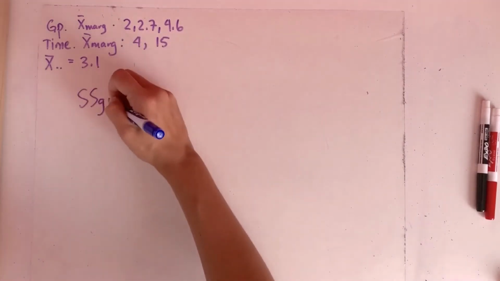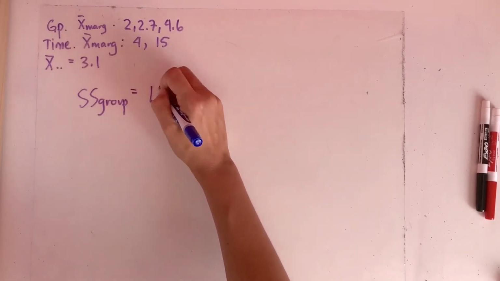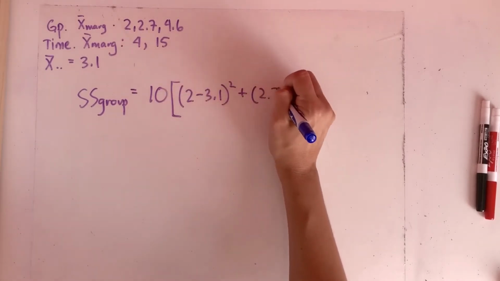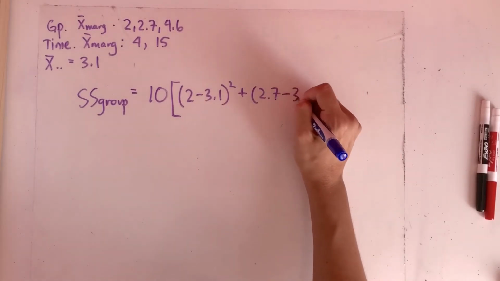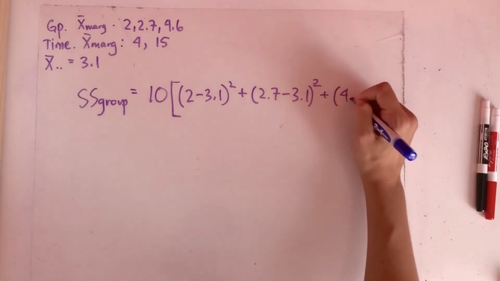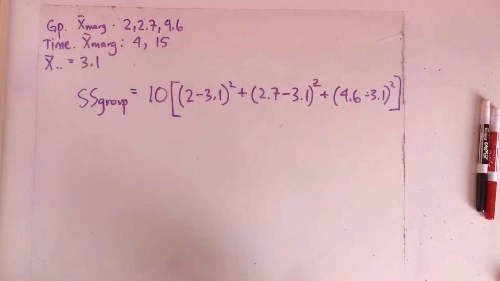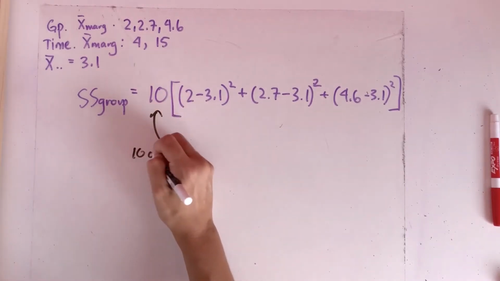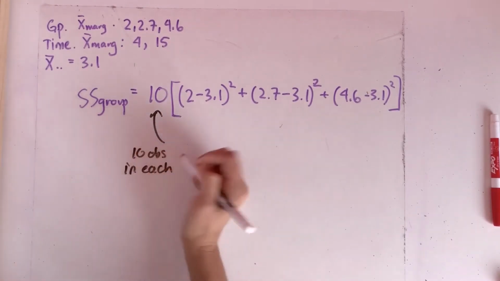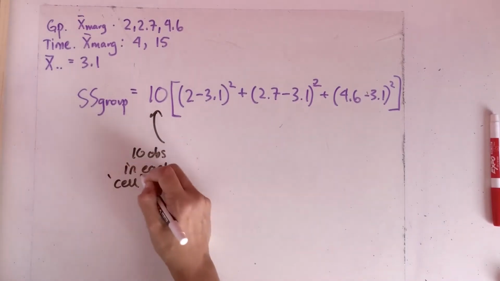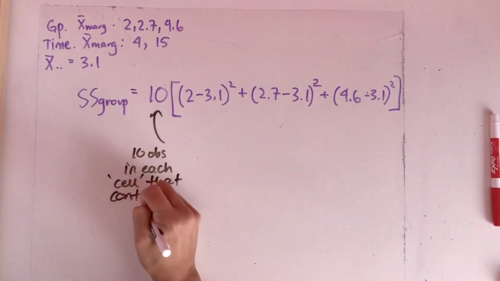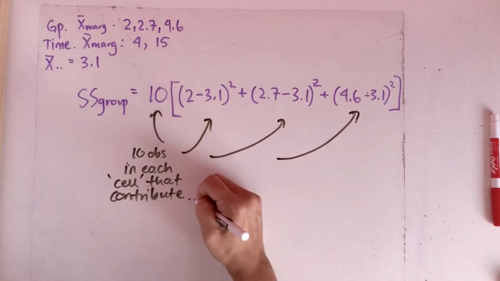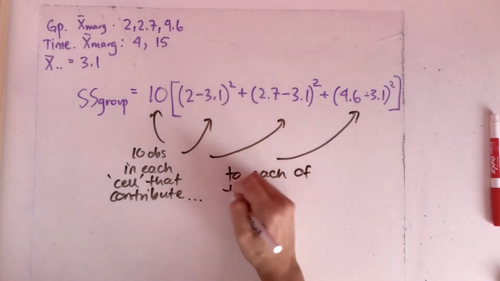So SS group can be written as 10 times (2 minus 3.1) squared plus (2.7 minus 3.1) squared plus (4.6 minus 3.1) squared. Okay, so the reason that it looks like this is because there's 10 observations in each cell, so to speak, that contribute to each of these 3 terms.